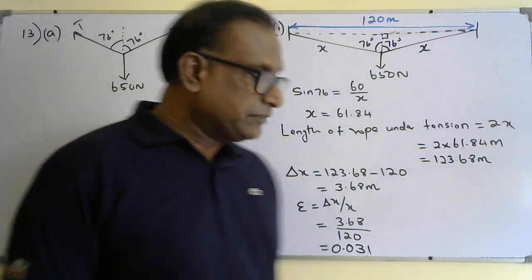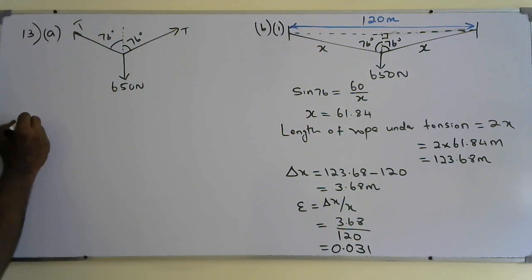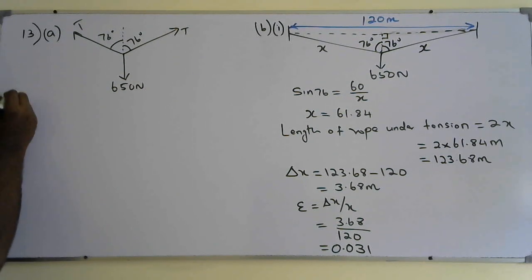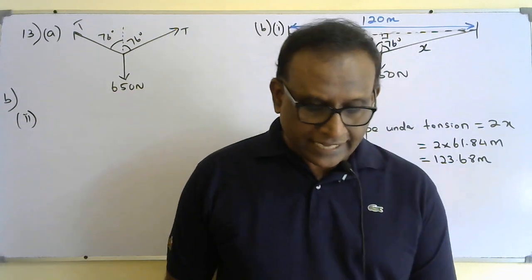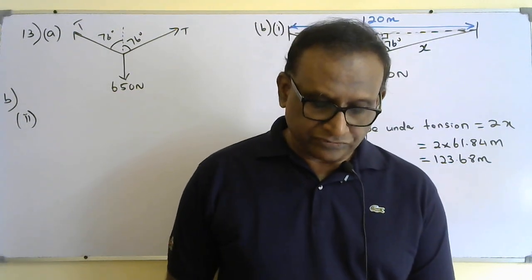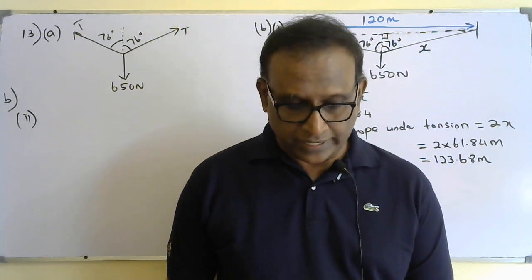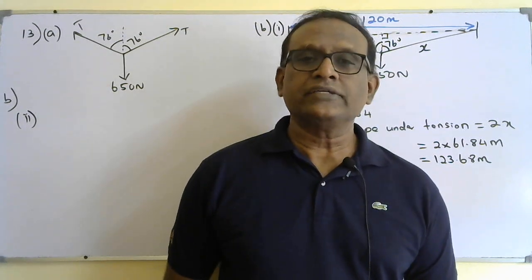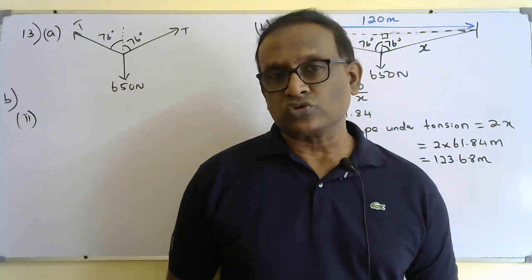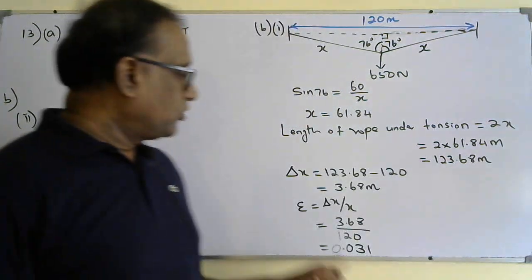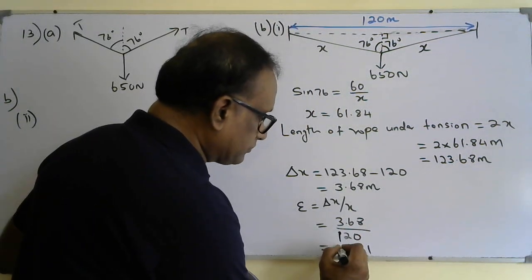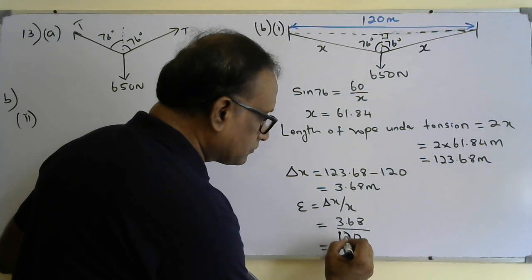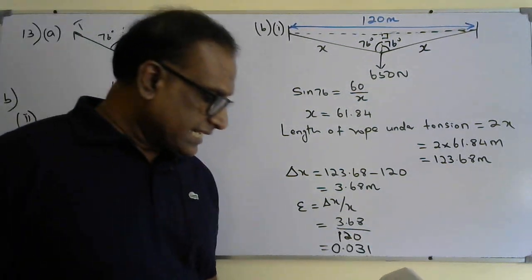Now B part, second part, I'll do it here. The question is, the rope has a cross-sectional area of 3.14 times 10 to the power minus 4 meters squared. Determine the Young modulus. You know Young modulus is equal to tensile stress over tensile strain. We already found the tensile strain, 0.031. So we need to find the tensile stress.